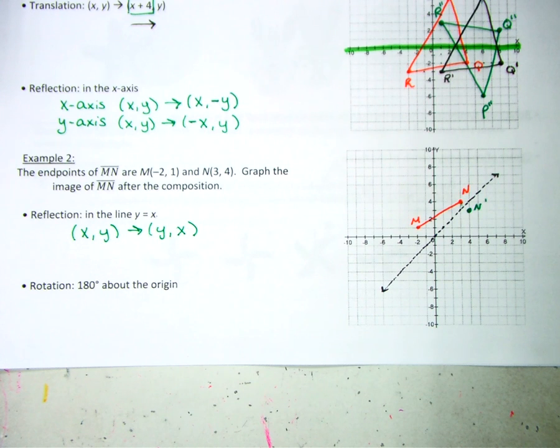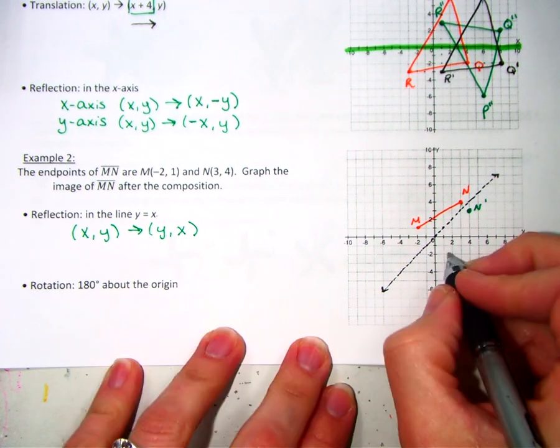Okay, let's count this one. So this one looks like I'm going to go a full box and then a half a box. So I'll go a half and then a full, and I'll end up right there. Or you can just flip-flop around the coordinates, and I'm going to end up at 1, -2.